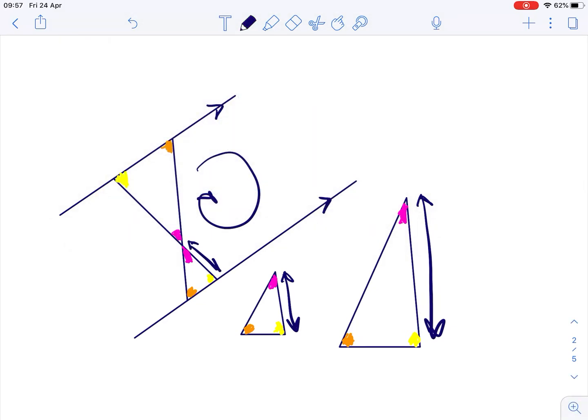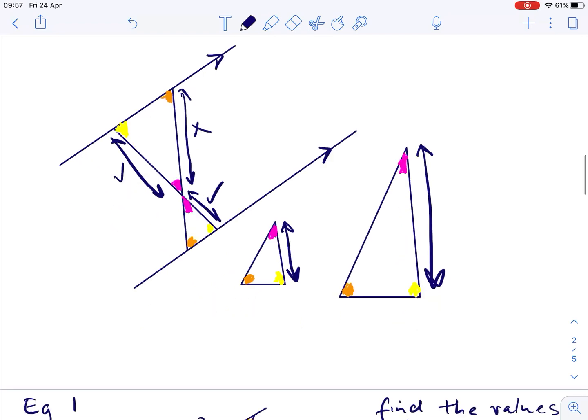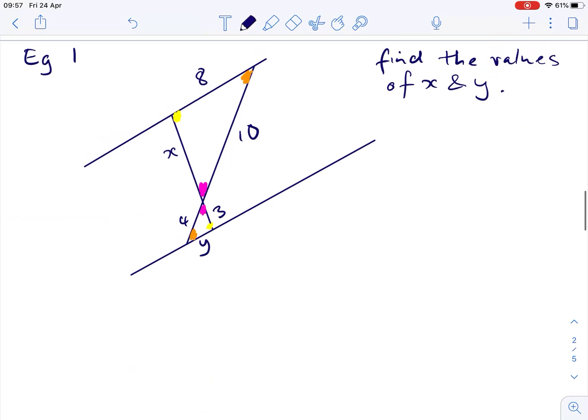This length here would correspond not to the side next to it, but sort of the one opposite it on the other side of the vertical angles. Okay, and that's again another very common mistake that people make. They often just pair them up with whatever's closest, but that would be wrong. Okay, right, let's have a look at a couple of quick examples.